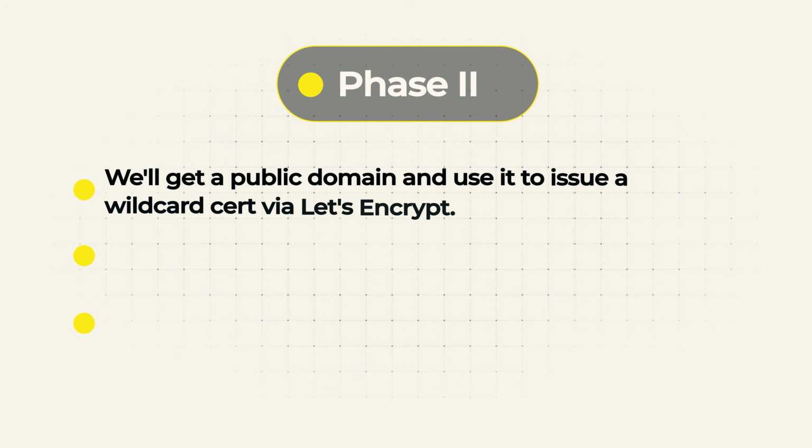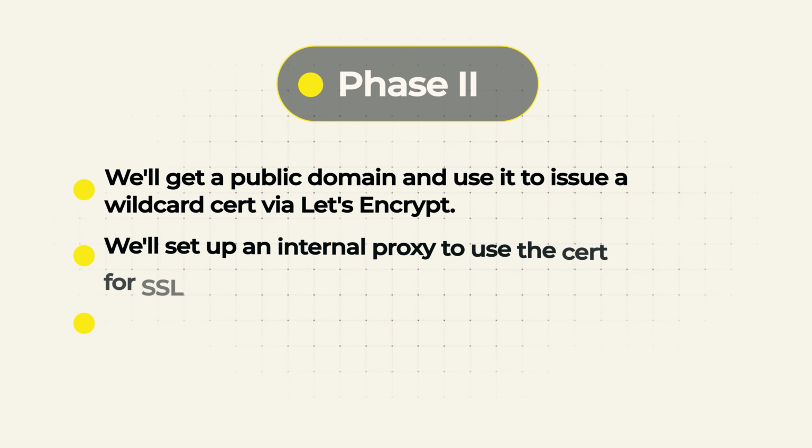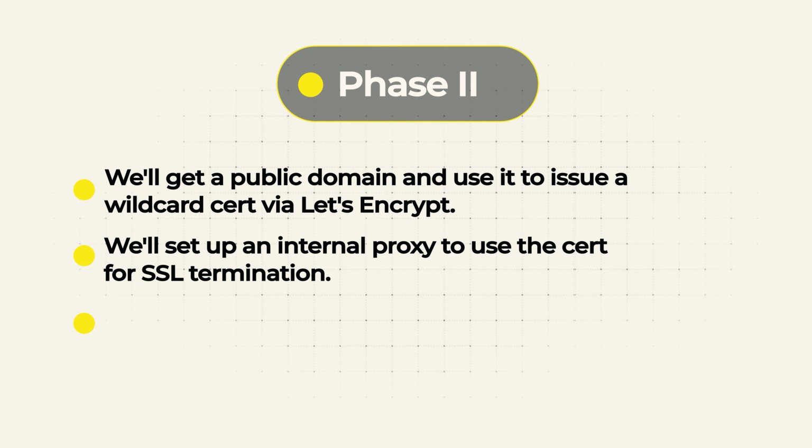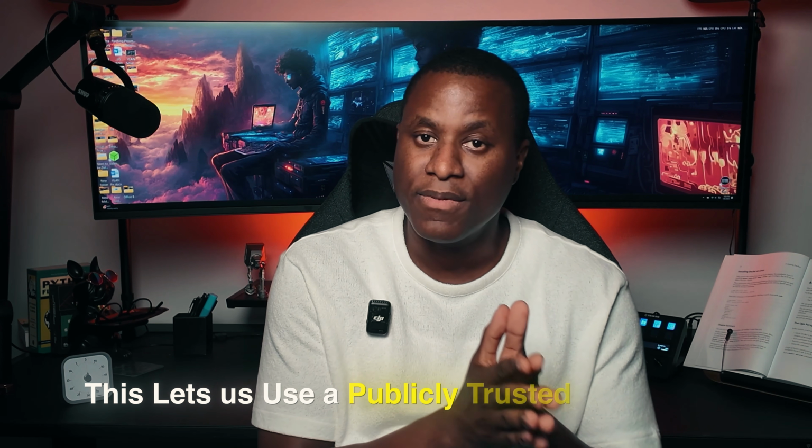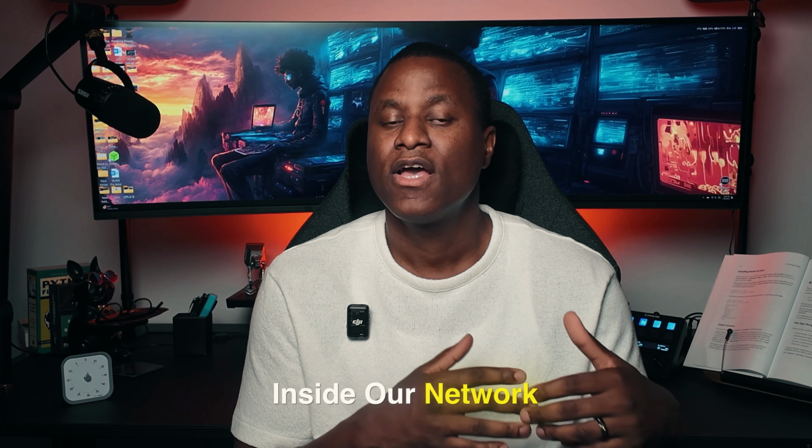In phase two, which is going to be the next video, we'll buy a public domain and use it to get a wildcard certificate from a public CA like Let's Encrypt. Then we'll configure an internal proxy to use that cert for SSL termination. To make this work internally, we'll also set up a local DNS zone that mirrors our public domain so internal systems can resolve the same domain name to the internal IPs. This lets us use a public trusted certificate inside our network without pushing our internal CA to every device. Everything stays private and internal, and we'll only update the public DNS when we're fully ready to go live.